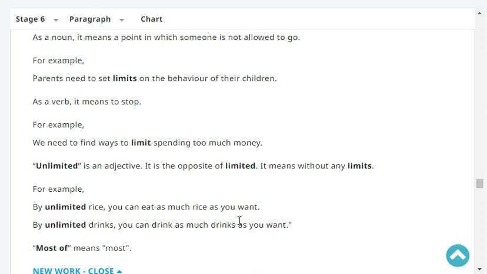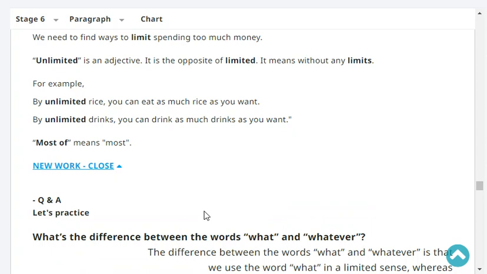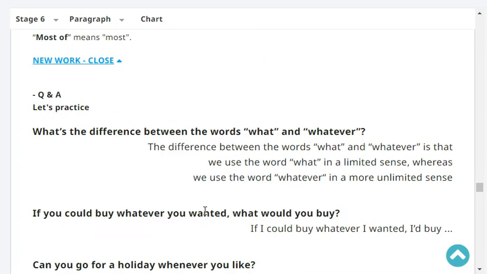Unlimited is an adjective. It is the opposite of limited. It means without any limits. For example, when we say unlimited rice, you can eat as much rice as you want. When we say unlimited drinks, you can drink as much as you want. Most of means most. Now, let's practice.